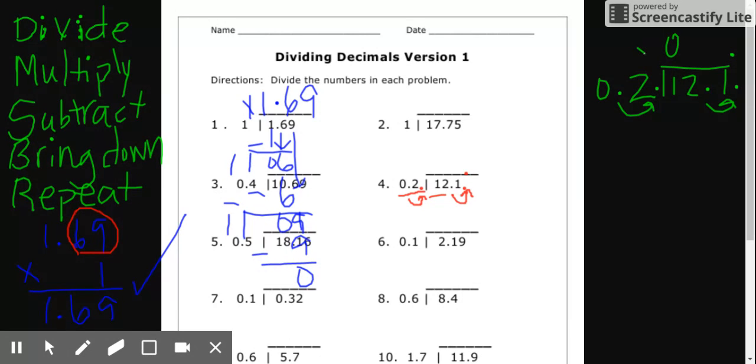0 times 2 is 0. 1 minus 0 is 1. And then I bring down my 2. So I follow the steps. My divisor always stays the same.